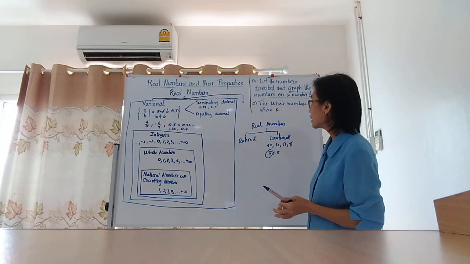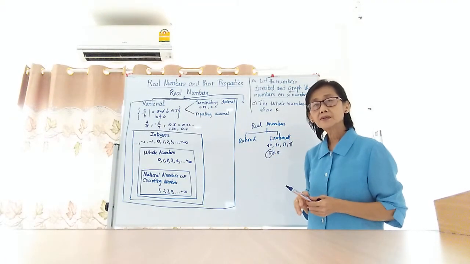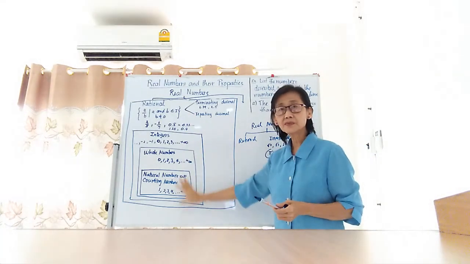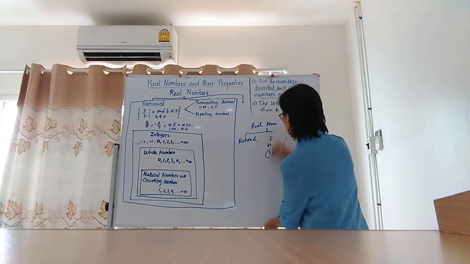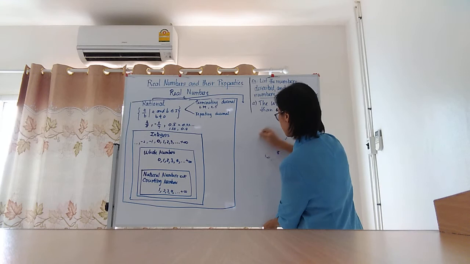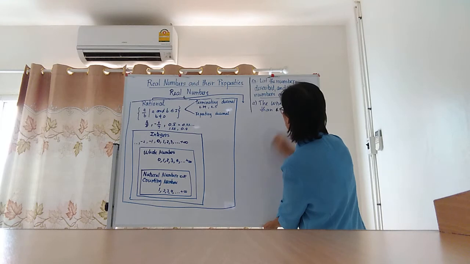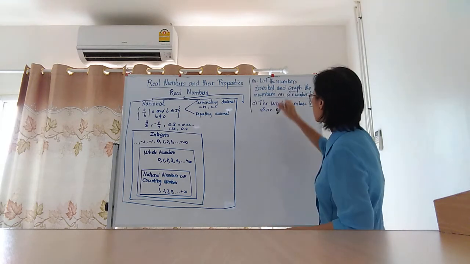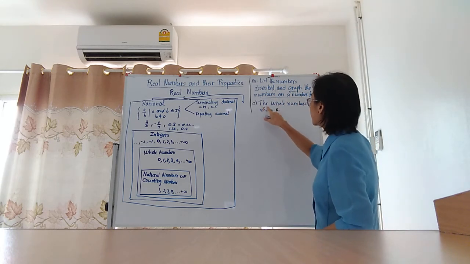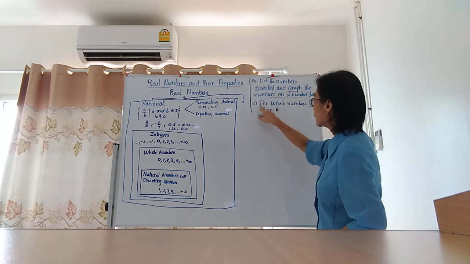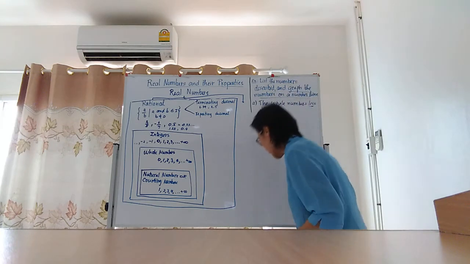So next, I would like everyone to see an example using all the definitions on the diagram here. Okay, so example C: list the numbers of this kind and graph the numbers on a number line. Then A, the whole numbers less than 6. Okay, so the whole numbers less than 6.